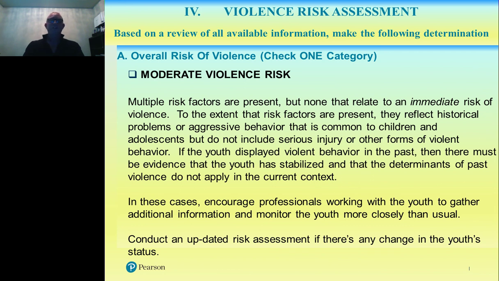But then there's the moderate risk level, and for this one, there are multiple risk factors present, whether through the individual, family, school, community, or legal, but none that relate to an immediate risk of violence. To the extent that risk factors are present, they reflect historic problem or aggressive behavior that is common to children and adolescents, particularly if they come from more at-risk, disenfranchised communities, but they do not include serious injury or other forms of violent behavior. So they don't relate to immediate risk. Maybe it happened in the past, but they don't include serious injury or other forms of violent behavior.